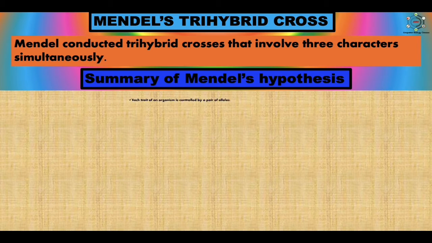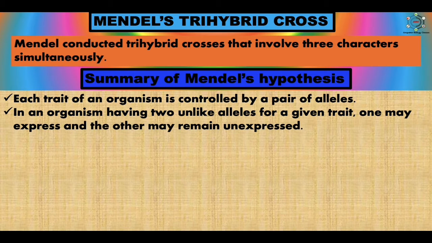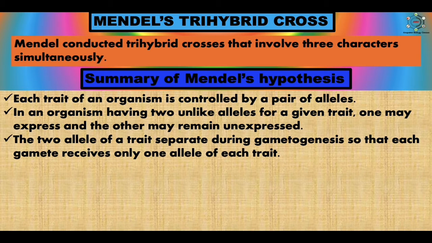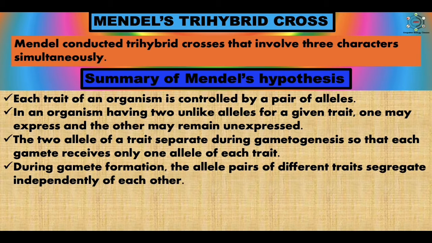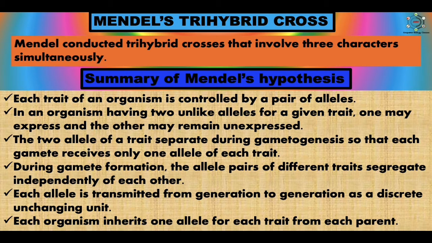Now the summary of Mendel's hypothesis. Each trait of an organism is controlled by a pair of alleles. In an organism having two unlike alleles for a given trait, one may express and the other may remain unexpressed. The two alleles of a trait separate during gametogenesis so that each gamete receives only one allele of each trait. During gamete formation, the allele pairs of the different traits segregate independently of each other. Each allele is transmitted from generation to generation as a discrete, unchanging unit. And each organism inherits one allele for each trait from each parent. So this is the summary of Mendel's hypothesis.